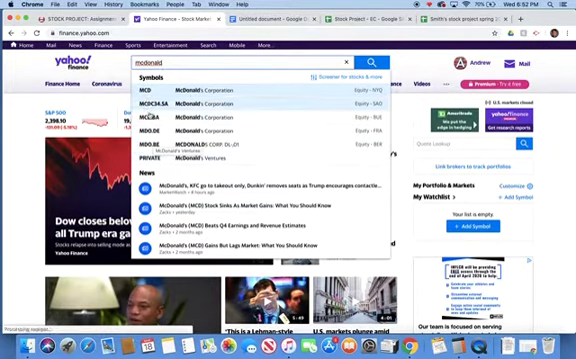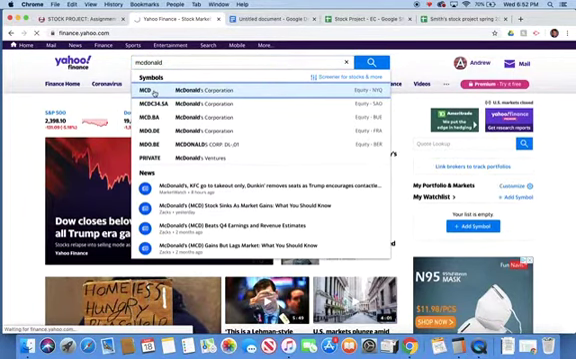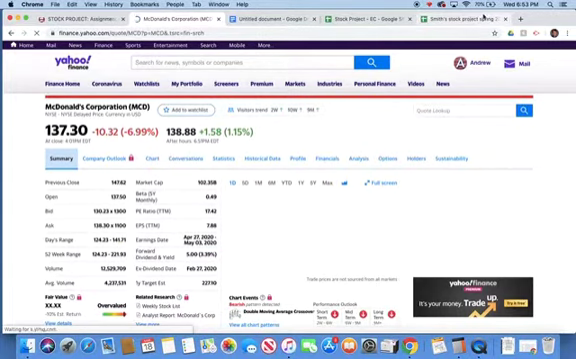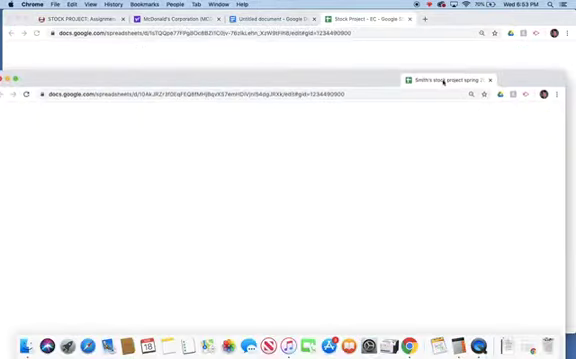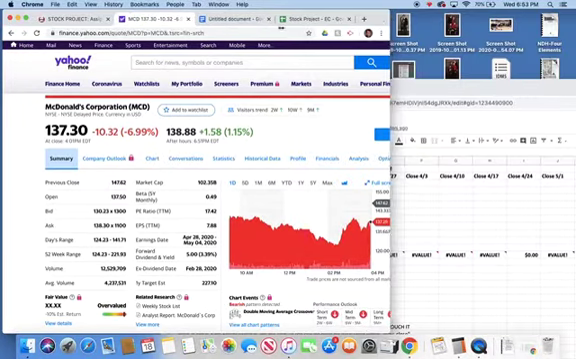Usually if there's a period in the stock symbol, don't go for those. But here, we see McDonald's. So we're going to start with McDonald's here. And so here's the McDonald's Corporation. And so what I'm going to do is have my spreadsheet here next to the McDonald's Corporation page so we can kind of see what's going on here.